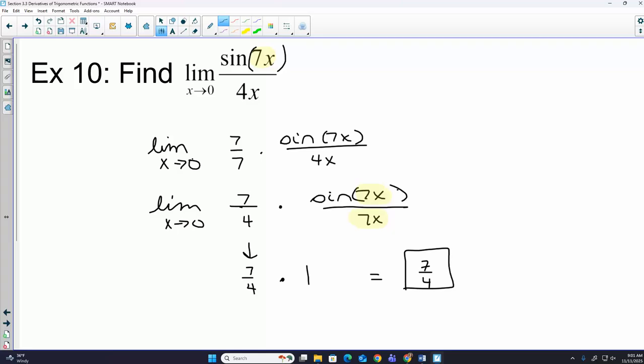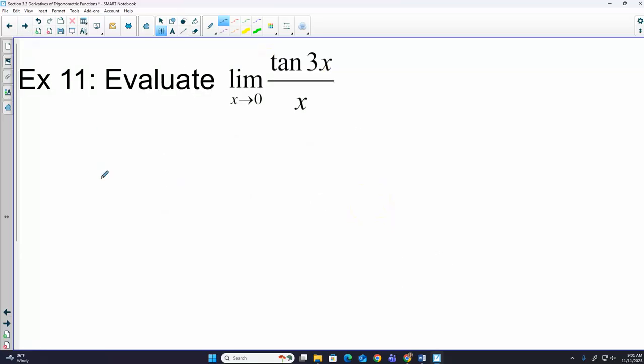Questions on this one? Let's look at this. Limit as x approaches 0, tangent 3x over x. Okay, I can't plug in 0 because I just get 0 over 0.